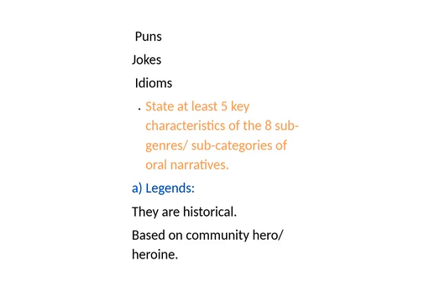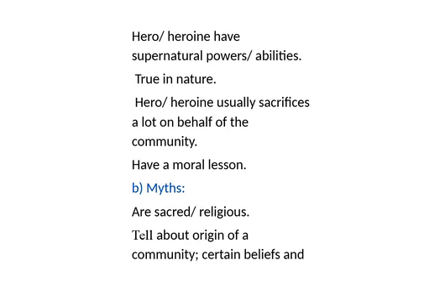In this area, we will state at least 5 key characteristics of the 8 subgenres or the 8 subcategories of oral narrative. Remember, we have listed them. We will begin with the legends. The legends are historical. They are usually based on community heroes or heroine. Heroes or heroine have supernatural powers or supernatural abilities. Legends are true in nature. Heroes or heroine in legends usually sacrifice a lot on behalf of the community, and always legends have a moral lesson.